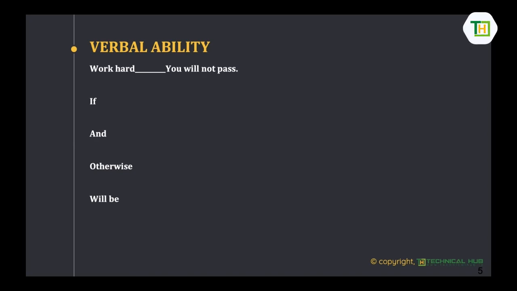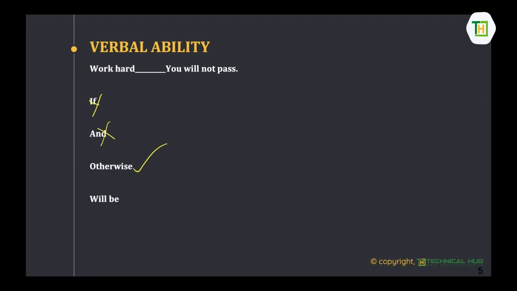This is a simple logical question. Work hard, dash you will not pass. Work hard if you will not pass is a wrong statement. Work hard and you will not pass is completely wrong. If you work hard, how will you pass? If you really work hard for DXC and these interviews, trust me, why will you not get selected? You will definitely be selected. Okay, so this is wrong. Work hard, otherwise you will not pass. That is the right one. Again, the other is a wrong statement.